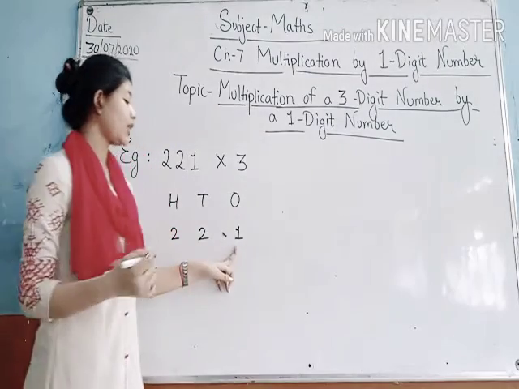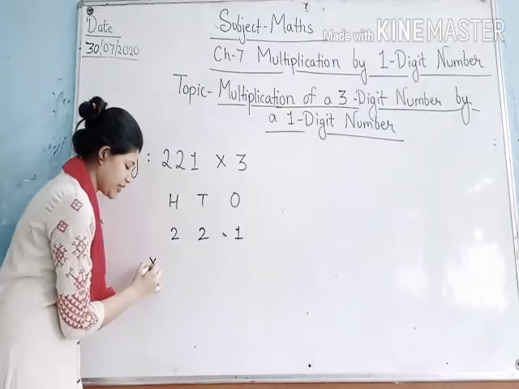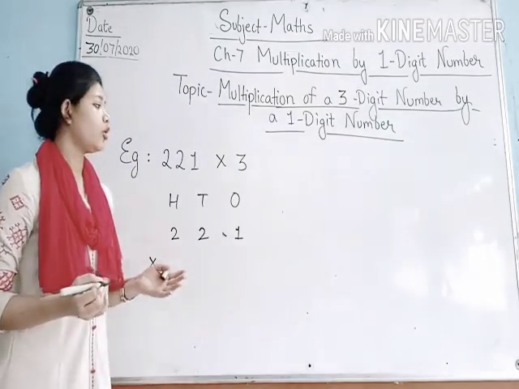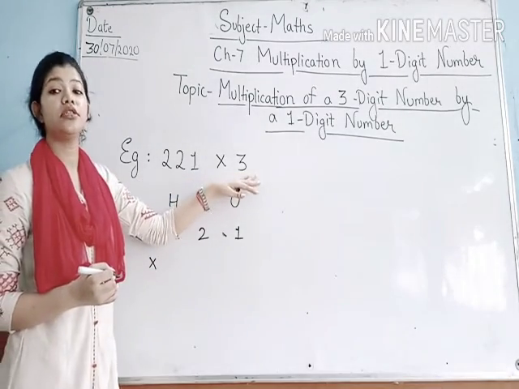Okay. Now what is our next step? Our next step is to put the multiplication sign, as we are doing multiplication. Now what is our second factor? Our second factor is 3.